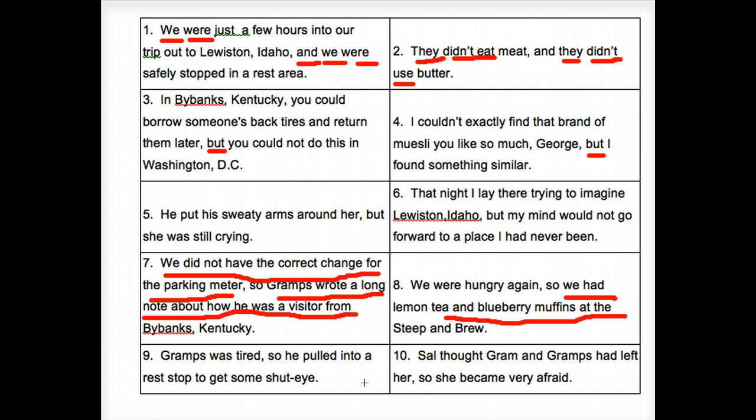Gramps stops to rest, and the reason is that he was tired from driving. So Gramps was tired, so he pulled into a rest stop to get some shut-eye. What do you think shut-eye means? In the next sentence, Sal became afraid. That is the result of the fact that she thought Gram and Gramps had left. So we have Sal thought Gram and Gramps had left. That's the reason. So the result is that she became afraid.